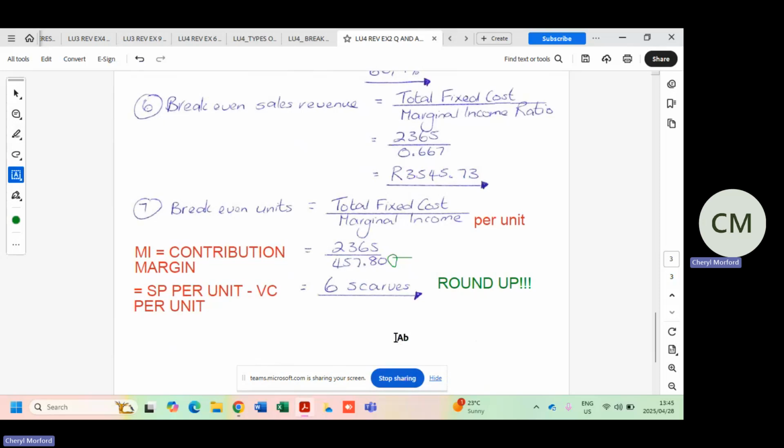So I'm just going to do that calculation for you now. So 2365 divided by 457.80 gives 5.17 scarves. Always please round up because we have not covered all of our costs or broken even until every last bit of cost has been covered. So therefore, this business needs to produce and sell 6 scarves in order to just cover its cost.